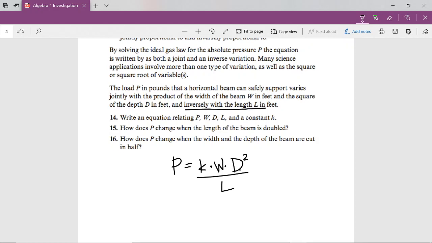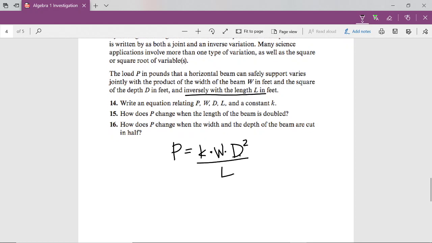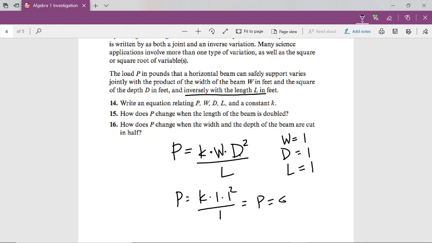Number 15 says, how does P change when the length of the beam doubles? Well, let's see. If I had something like this, let's just keep it simple. Let's say W is 1, D is 1, and L is 1. Okay? Well, in this case, I'm going to have P equals K times 1 squared over 1. And I just get P equals K.